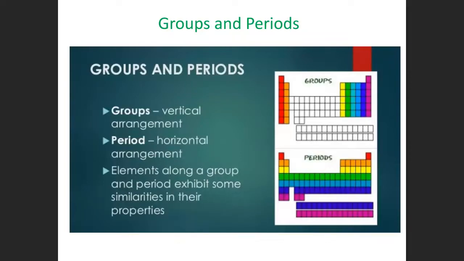Now, for those of you who don't know how to read a periodic table, there are groups and there are periods. Groups are the vertical arrangement of the periodic table, and those share common traits, electrons, right? And periods are the horizontal arrangement, and those share common characteristics too. So it's important to think about how these things are arranged on the periodic table.